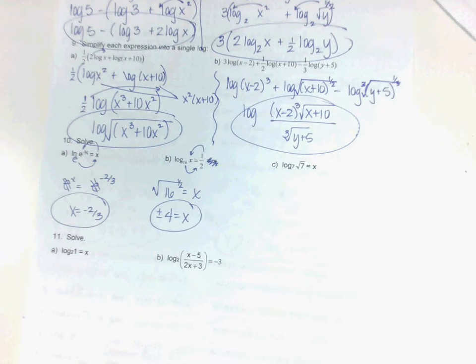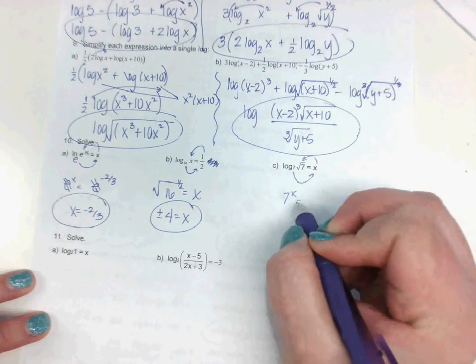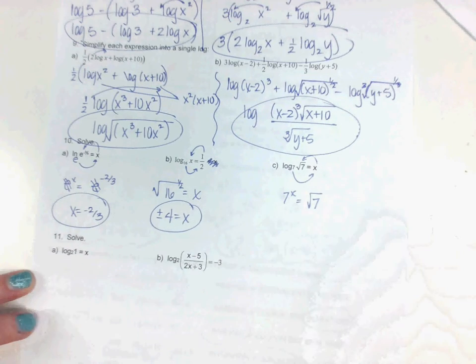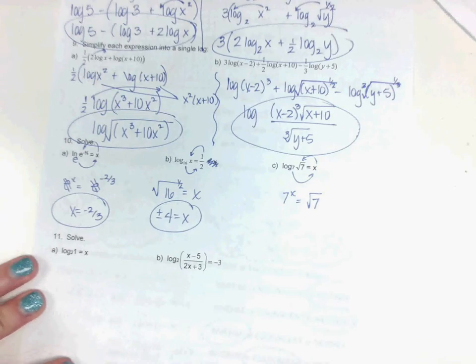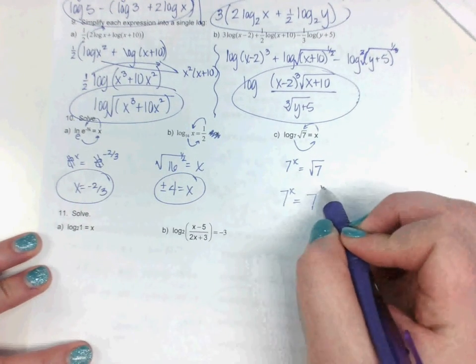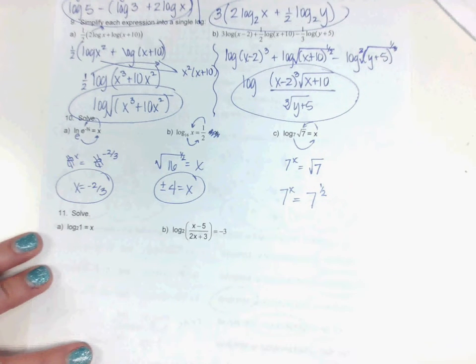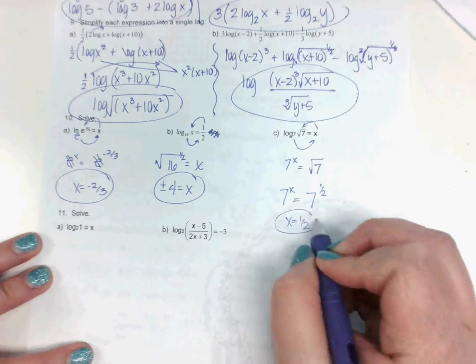Last one, letter C. Do your loop. Where do I start? 7 to the x equals root 7. Now, those kind of have the same base, but not really, because 7's inside a square root. What can I turn the square root into? 1/2. And then they both have a base 7. Cross it out. x equals 1/2. Good job.